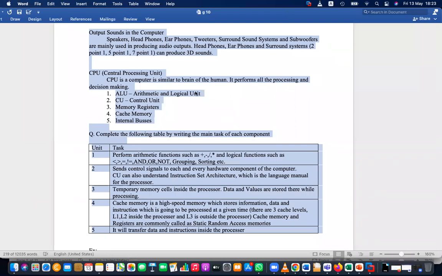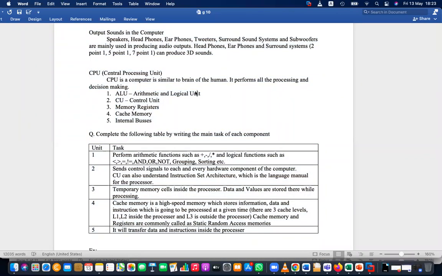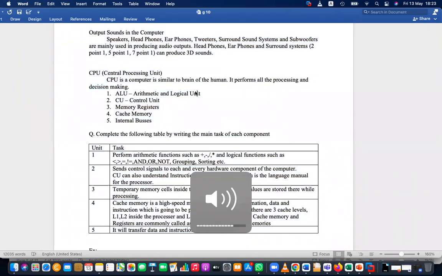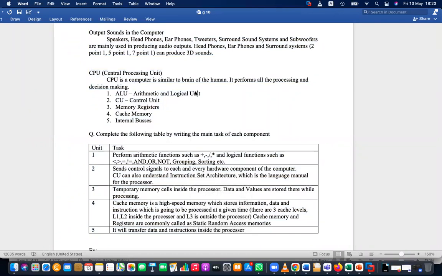Right. CPU, central processing unit, is similar to the brain of the computer. It is the main component of your computer. So without the CPU, it's dead, right? No computer will be there without the CPU, because it carries out all the operations.